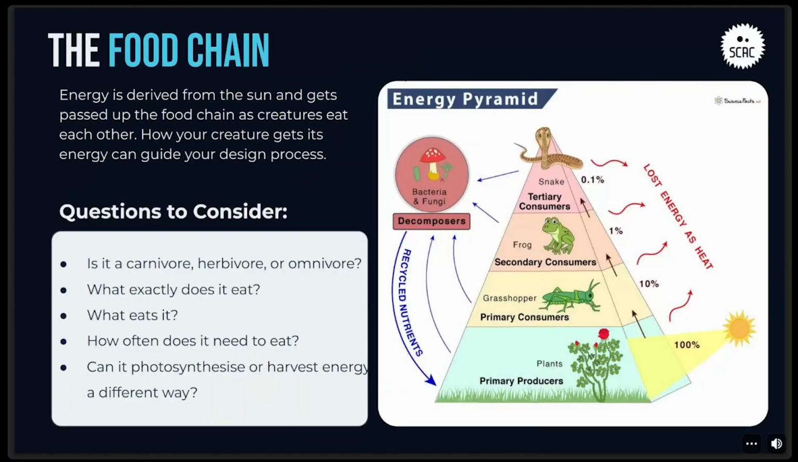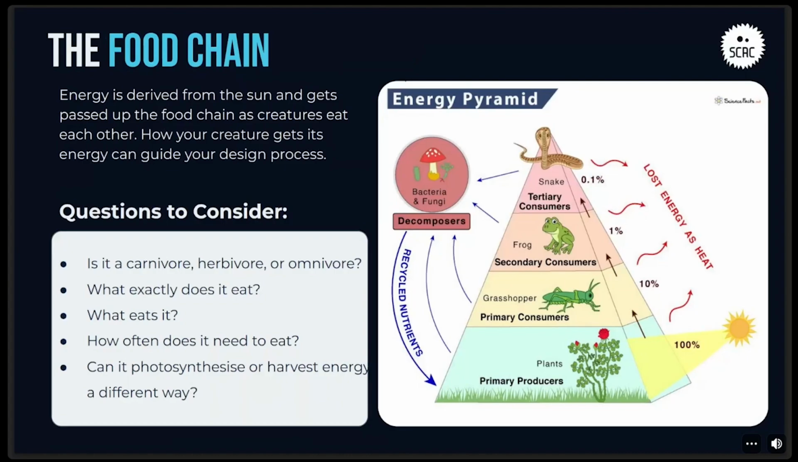So a little bit about the food chain here. All energy on Earth is derived from the sun and is passed up the food chain by the 10% rule, where only 10% of the initial energy gets passed up to the next level. So if plants are absorbing all the energy, then the creatures that eat the plants get about 10%, and the creatures who eat those get about 1%, and so on and so on. So it's important to have a vague idea of where the creature you're designing fits into that, right?